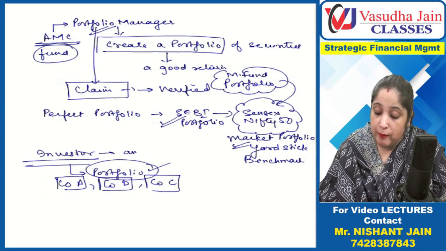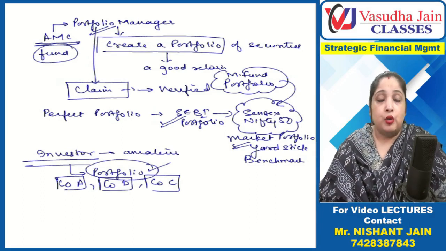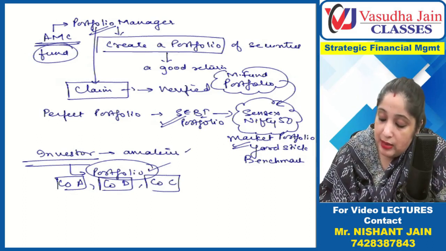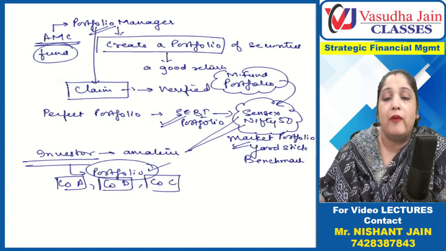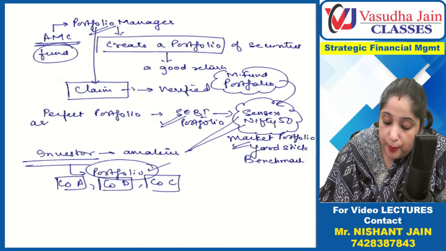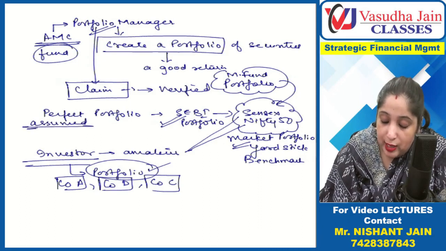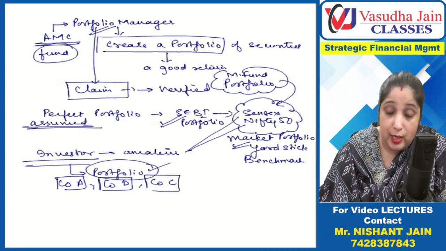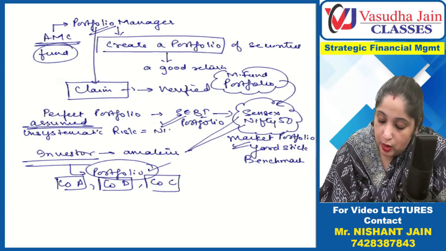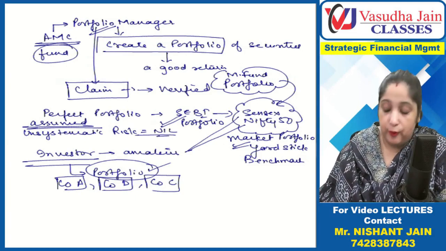Since I am an amateur investor, it is always suggested that if you are an amateur investor, you should invest in Sensex or Nifty, because this is a very good portfolio. It is rather assumed to be a perfect portfolio, which I have told you why we assume it to be a perfect portfolio, because we assume unsystematic risk to be nil. If you remember, we have taught you this. So there is nil risk in this portfolio.